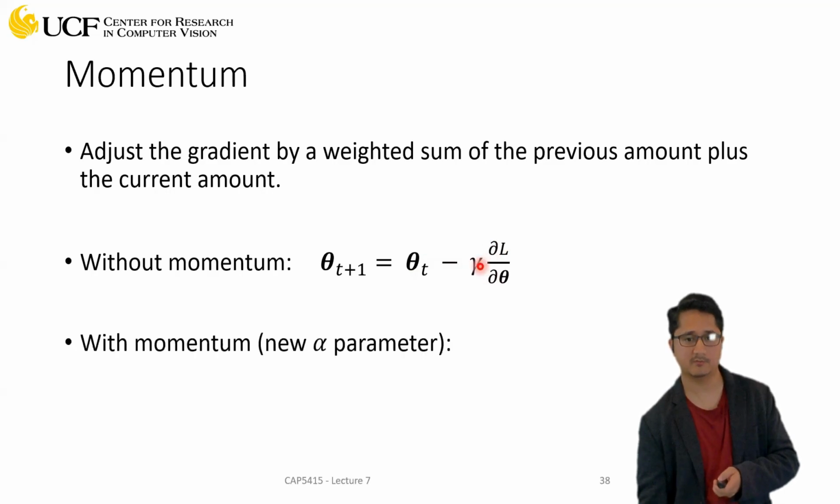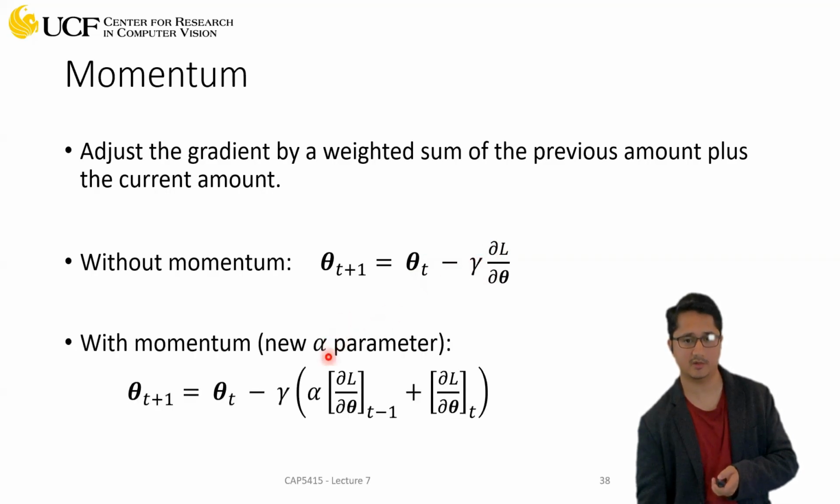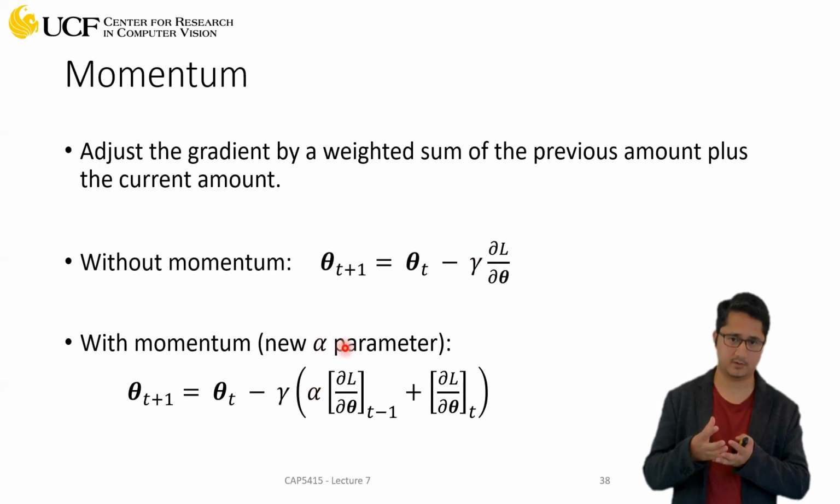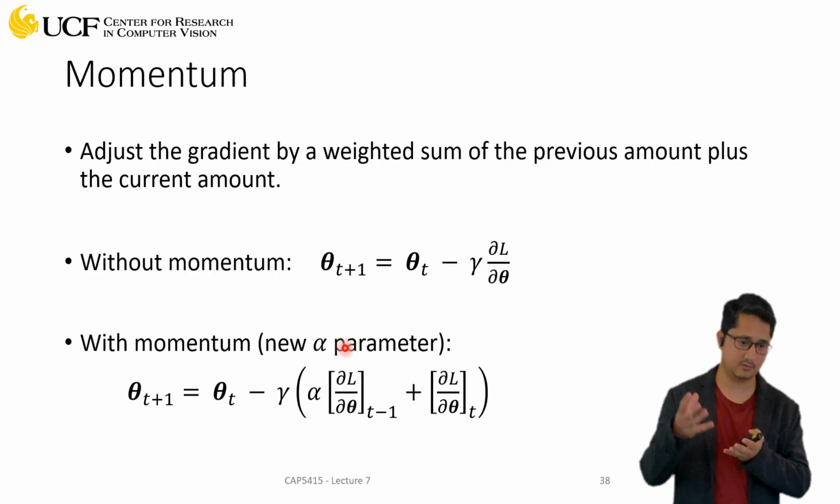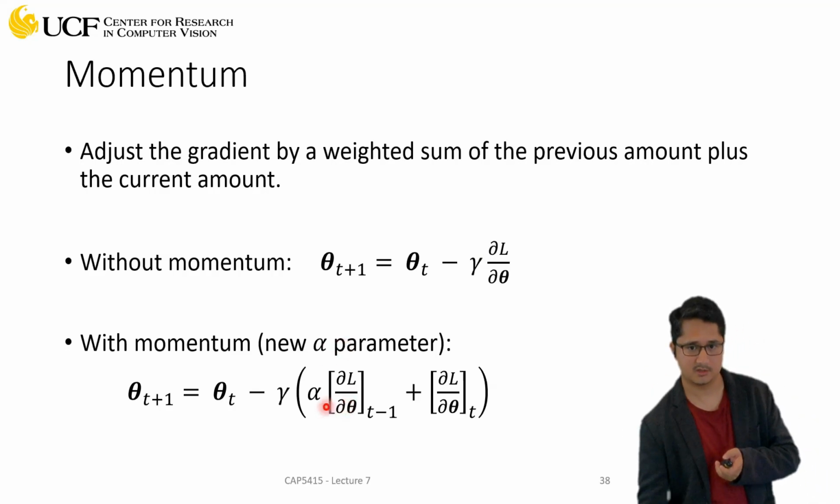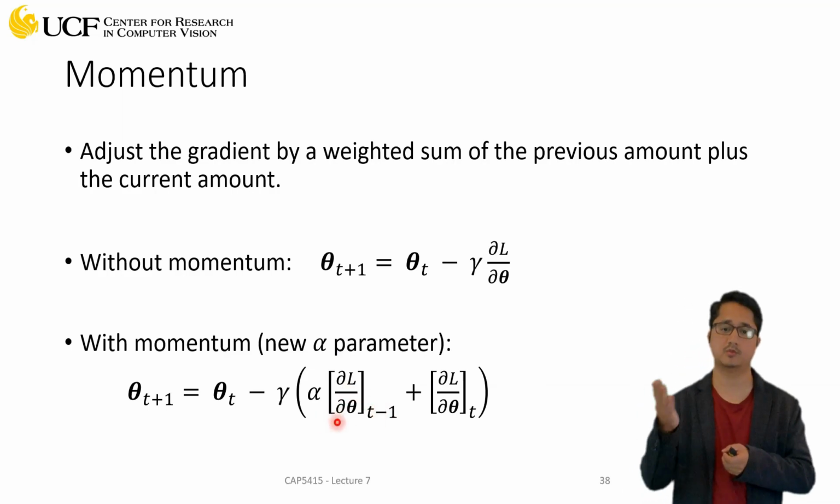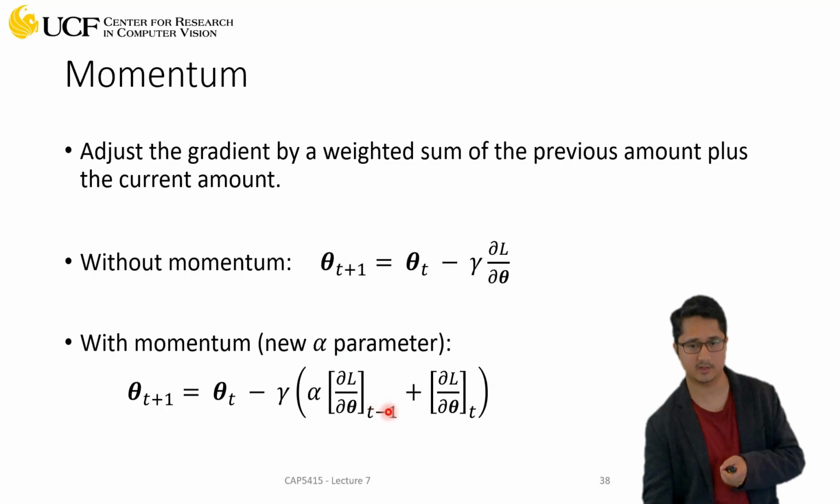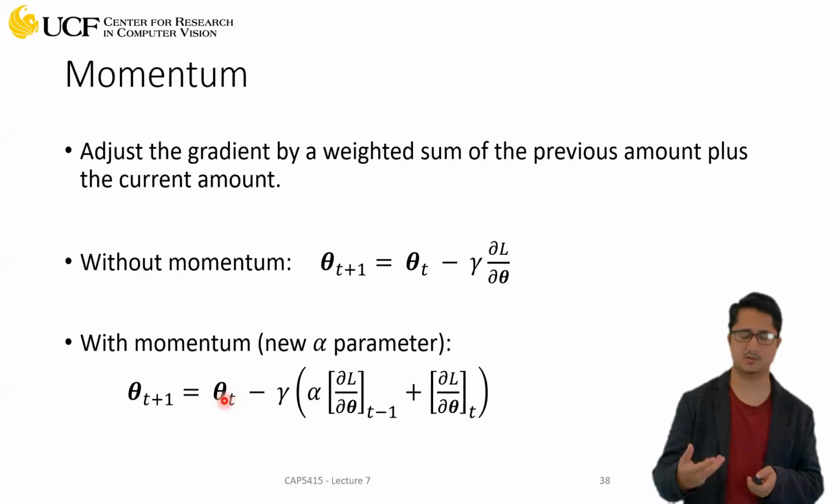In momentum, what you will do is have an additional parameter, let's say alpha, which tells you how much of the information you should use from the previous step. This partial derivative is the direction from the previous step, t minus 1 here, and you weight that with alpha. Then again, this is the derivative for the current location, right? So then you will make this step. This is called using momentum.